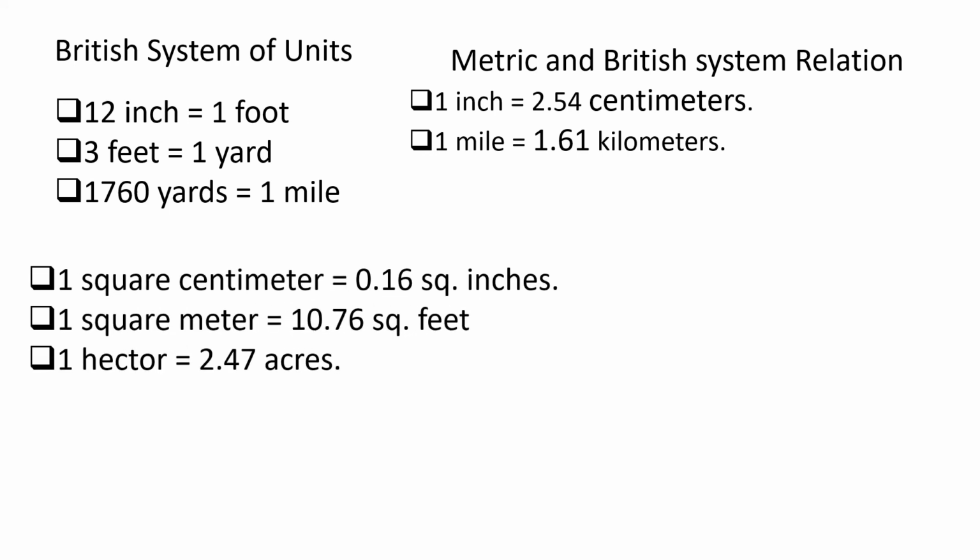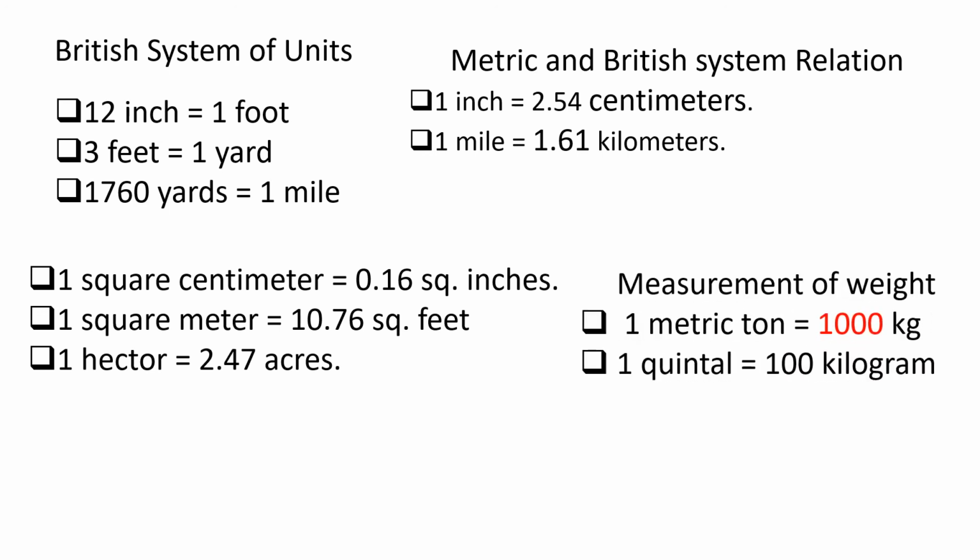Well, this thing is your homework. 1 square centimeter equals 0.16 square inches. Well, how does this thing actually happen, when you have 1 inch equals 2.54 centimeters? If you have 1 inch equals 2.54 centimeters, how do you get 1 square centimeter equals 0.16 square inches? This is your homework. By the way, the second one and the third one are also your homework for the next class.